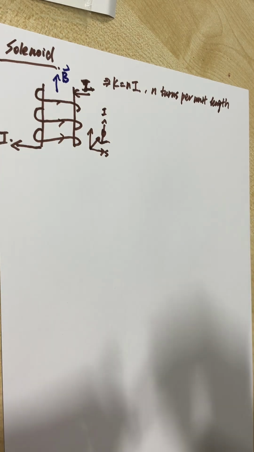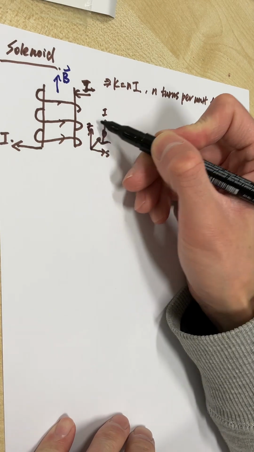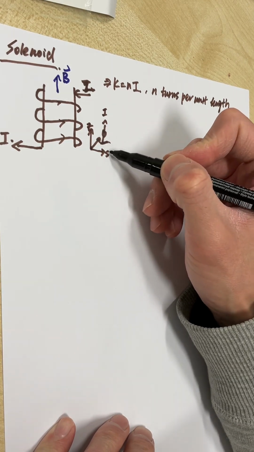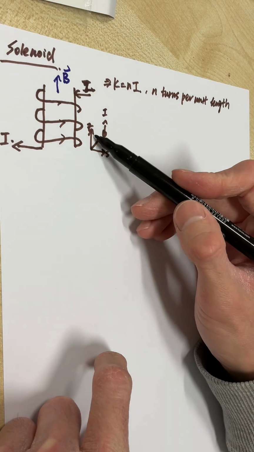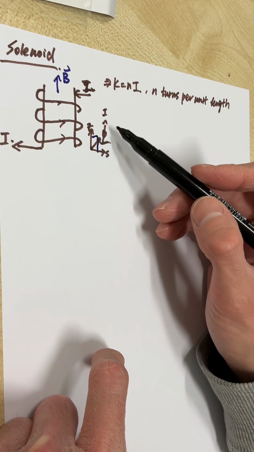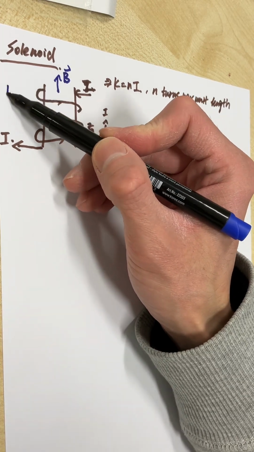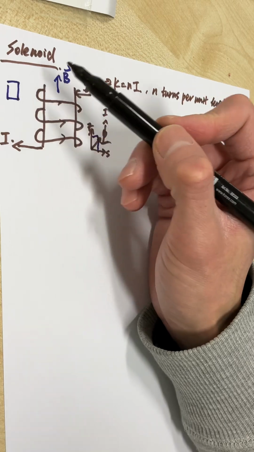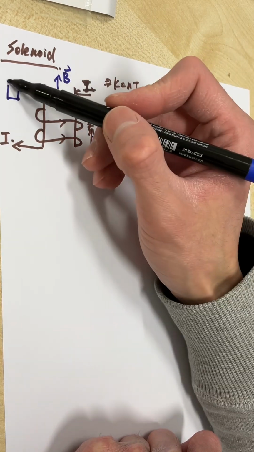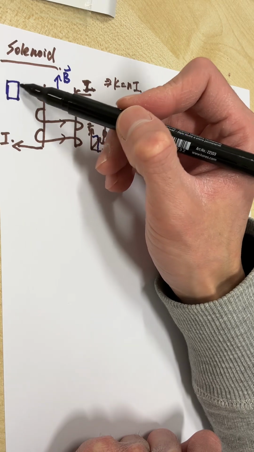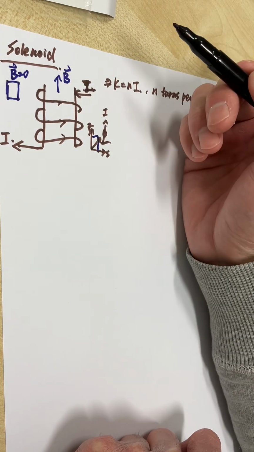So if the current is in this direction, then the Ampere loop can only be, so here we have the Z direction, and then we have phi direction, we have S. So the Ampere loop should only be placed on the ZS plane. So we can place, for example, an Ampere loop here. We know the magnetic field should go up, but here there's no current enclosed. So B equals 0, that's what we expected.